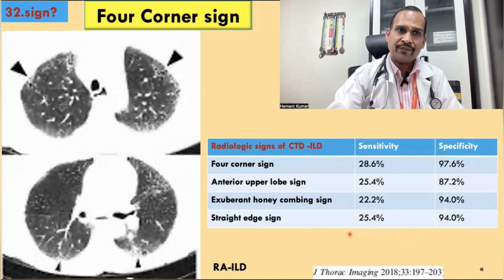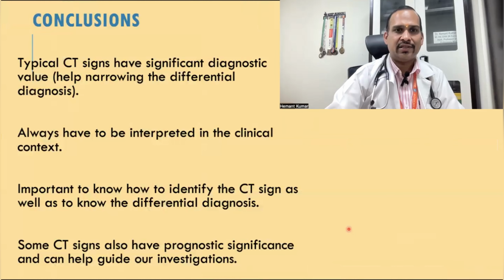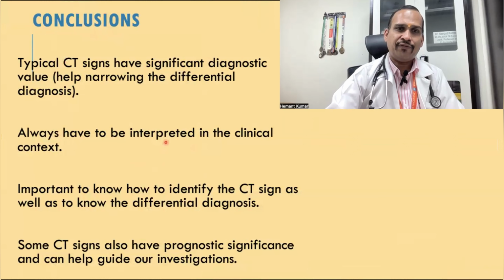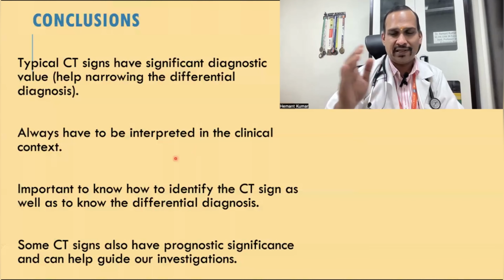So these are the 32 signs I have discussed. Kindly remember them. These are very important. The conclusion of this presentation is that you always have to interpret them with clinical context, because these signs may be seen in multiple diseases.